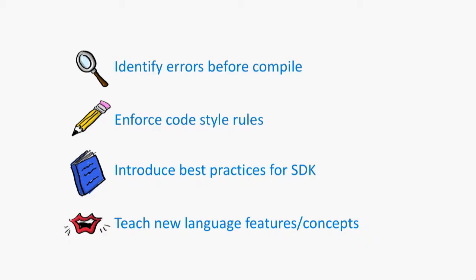You can do things like introducing best practices for an SDK. So imagine you have a NuGet package that you've authored and it's a library that people are using, but maybe your APIs have ways that they can be used, and people get on the wrong trail using an API. You can use an analyzer to set them right back on the right path, right? And then distribute that with your NuGet package. And then also, teaching new language features and concepts is another great way to use analyzers.